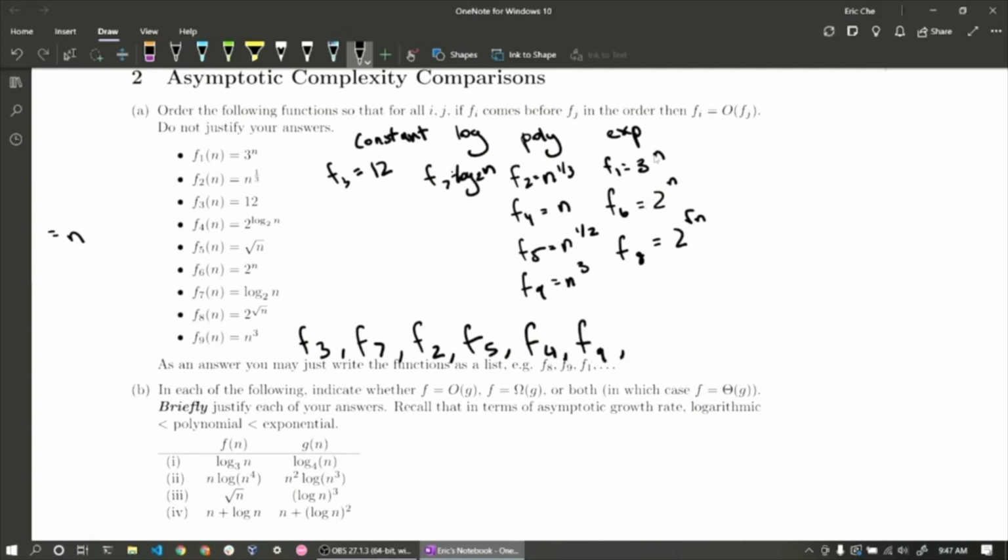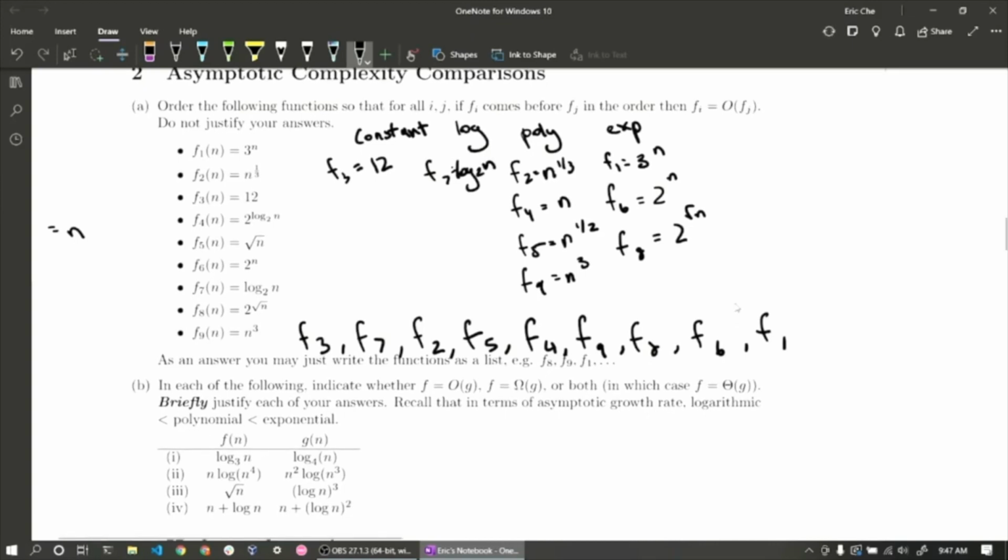And then let's take a look at these exponential functions. So the slowest one is f sub 8, and then f sub 6, f sub 1. So these are the functions in terms of fastest to slowest.